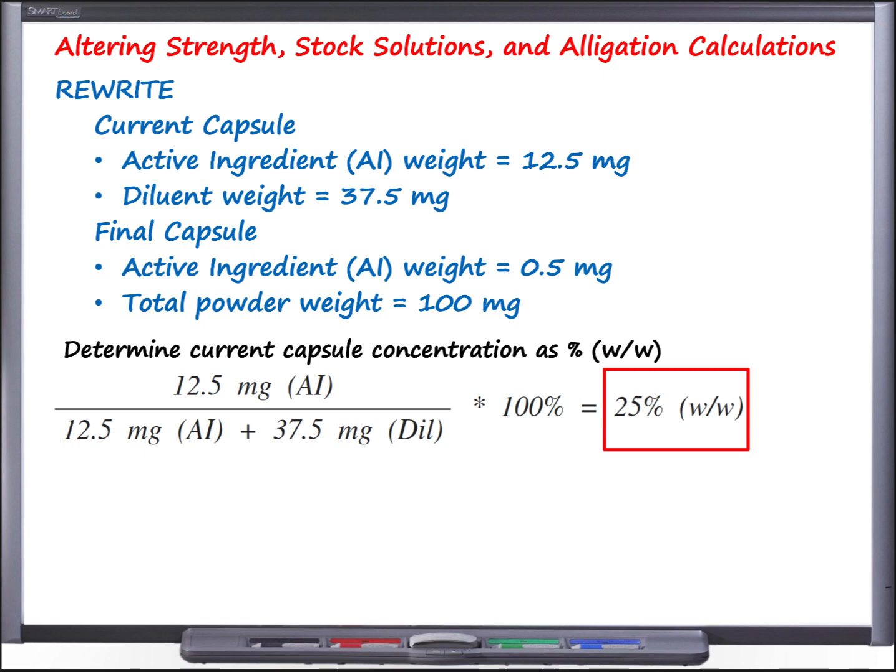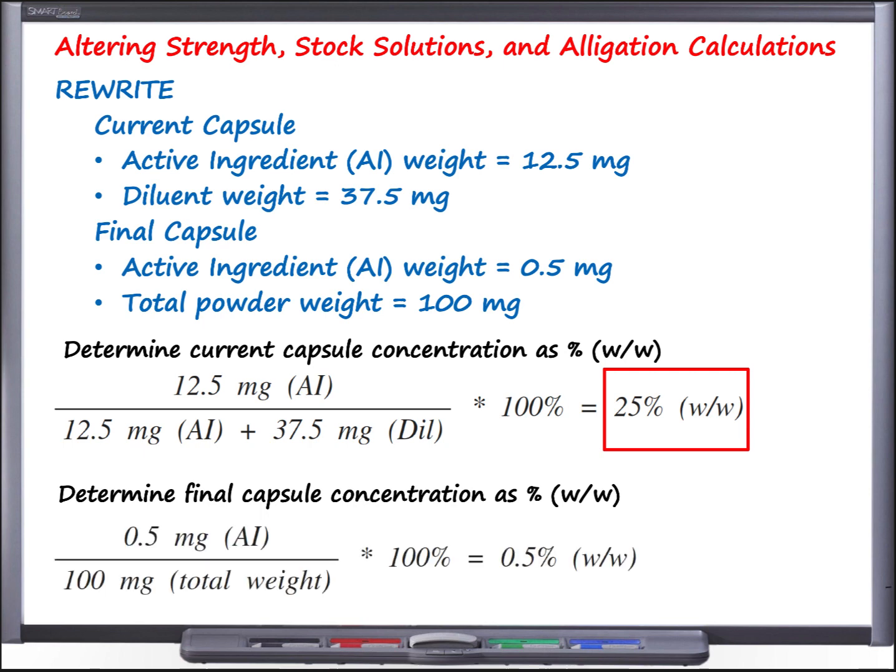And that's what we already have. We're not changing anything. That's the capsule we are starting with. It has a starting concentration of 25% weight per weight of the active ingredient. So now let's figure out where we want to go. What do we want our final capsule to be? Again, expressed as a percent weight per weight.